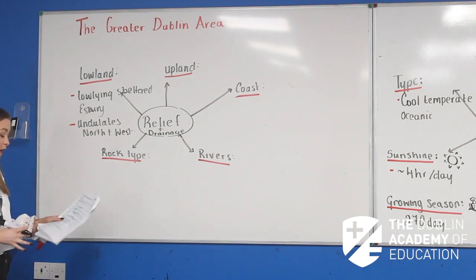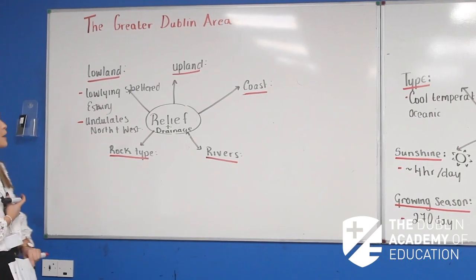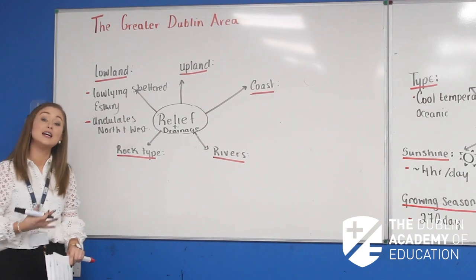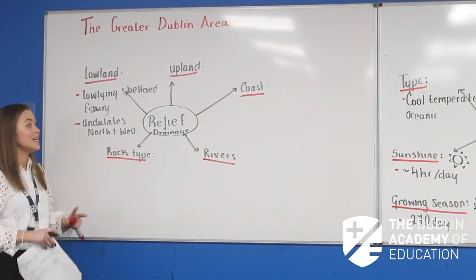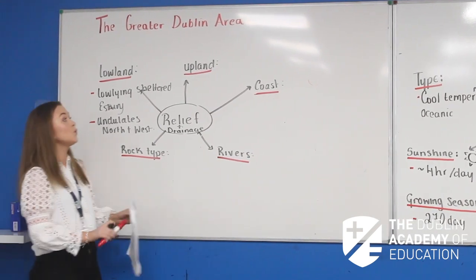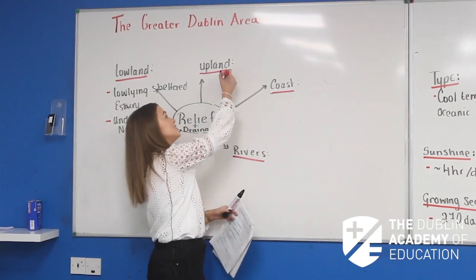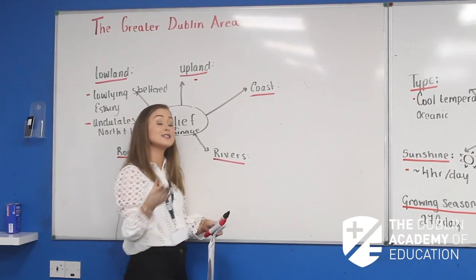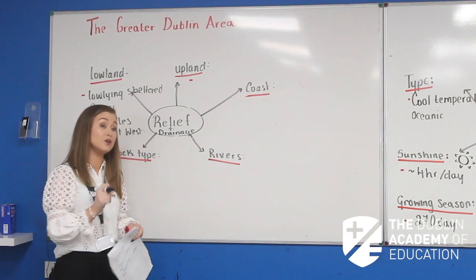Now, moving on from that, we have our upland areas. As you can imagine yourself, there aren't that many upland areas in the GDA. But one which sticks out to us is definitely the Wicklow Mountains, because that's what we put on our sketch map in the previous lesson.